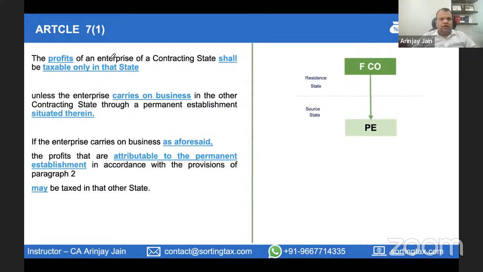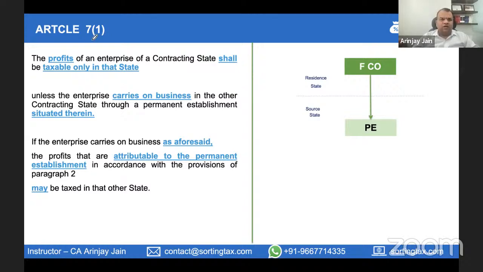Now, when we look at Article 7.1, the reason I'm doing this is, unless you understand the perspective of the taxation of business profit, you will not be able to appreciate what the PE is, why it is there, and what the relevance of that is.